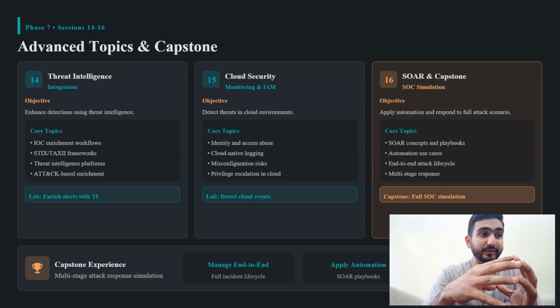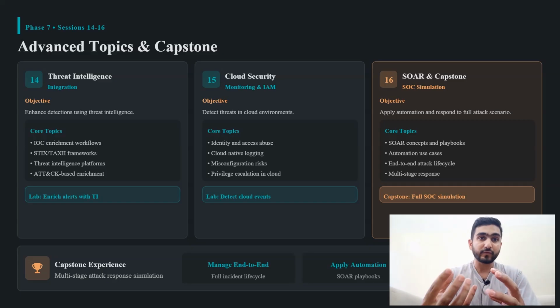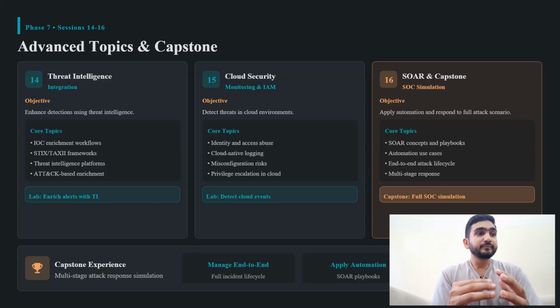SOAR is very important because modern tools like SIEM and others are offering SOAR. It means that the tasks we do repetitively have to be automated. So SOAR is very important, where we have playbooks. Playbooks are given to and integrated into these tools.